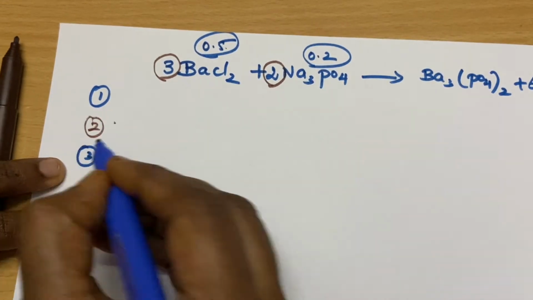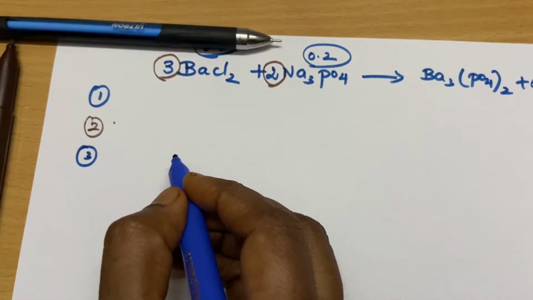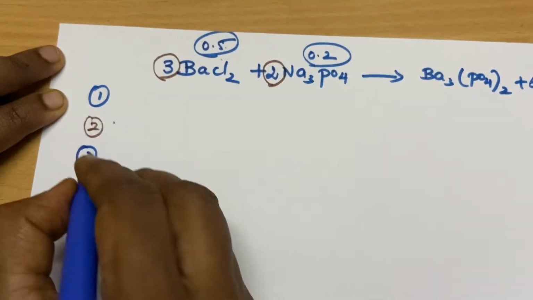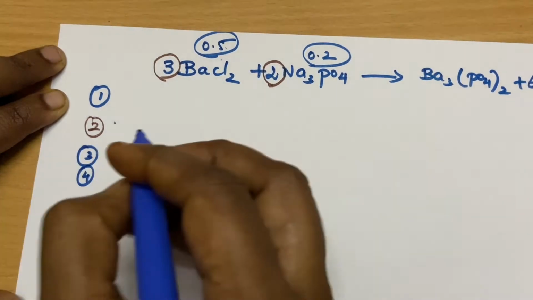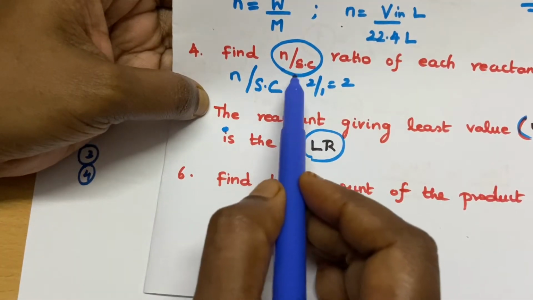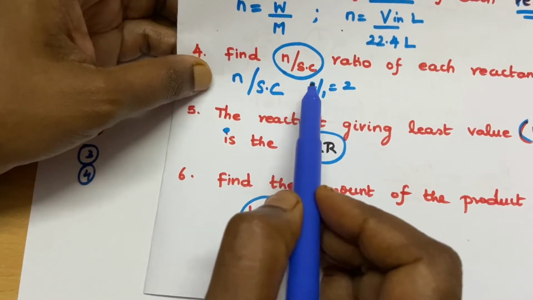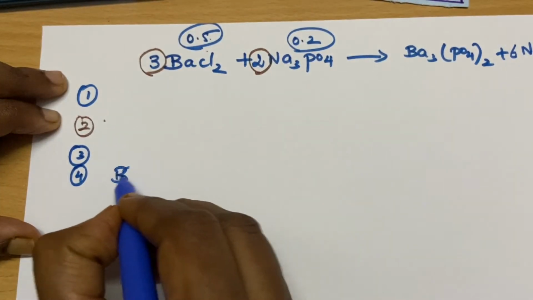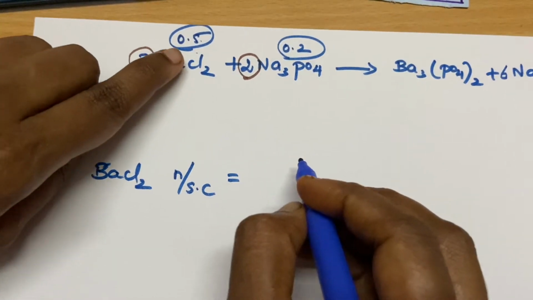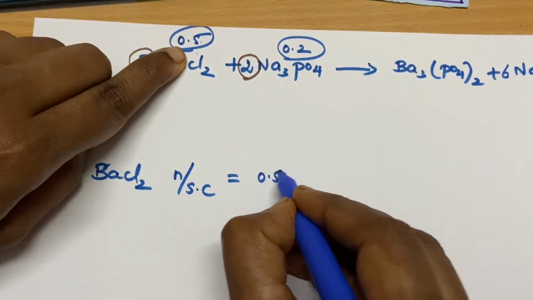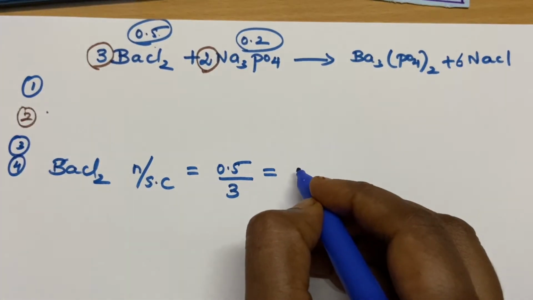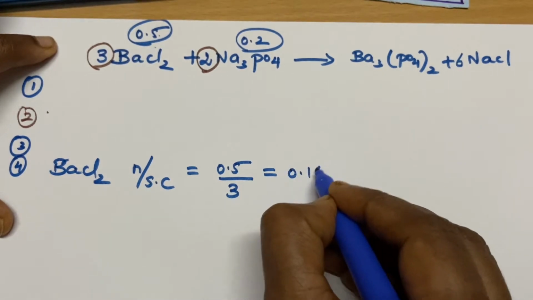Then we have to find the number of moles of each reactant, but they have given it straight away: 0.5 and 0.2. So what is the fourth step? We have to calculate the mole divided by the stoichiometric coefficient for each and every reactant. So for BaCl2, the given number of moles is 0.5 and the stoichiometric coefficient is 3. If you do this, what will be your answer? It will come around 0.166.